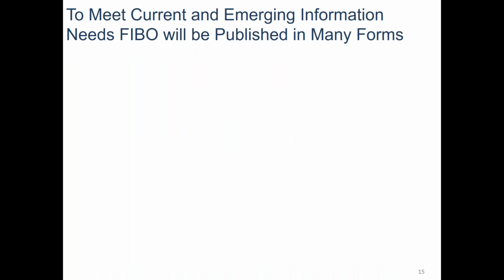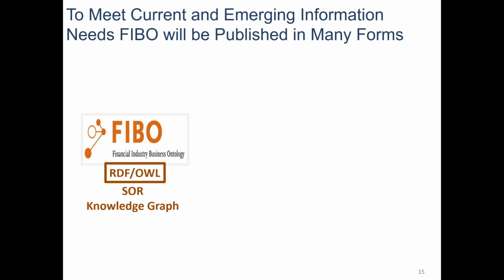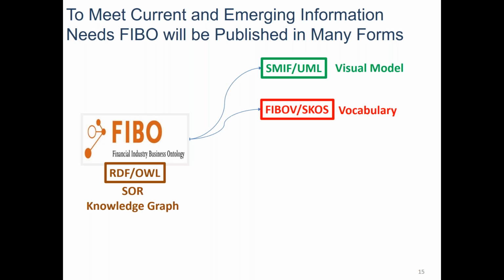So FIBO right now is published in many forms. The source of FIBO, the system of record, is in the web ontology language known as OWL. And from that, we can generate visual models of FIBO called Smith. We'll be generating FIBO vocabulary, which is a SKOS version of FIBO, which is a more coarse-grained representation of FIBO, still using a semantic language, but it allows us to ingest FIBO, for example, into data governance tools like Collibra and Smart Logic Semaphore and many others. We're also generating a text-based version of FIBO we call the FIBO glossary.